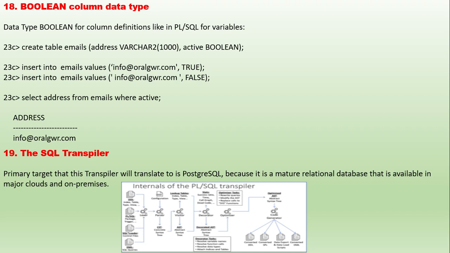Number 19, the SQL transpiler. The primary target is that the transpiler will translate to PostgreSQL, because it is a mature relational database that is available in major clouds and on-premises.